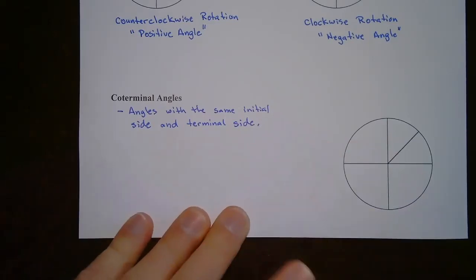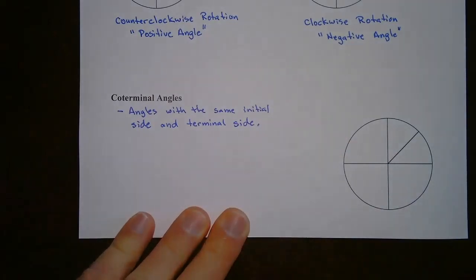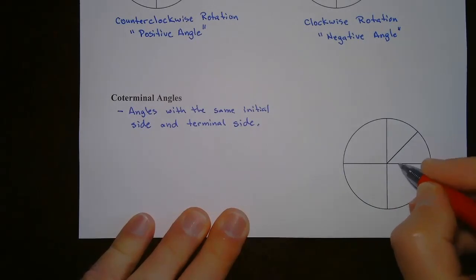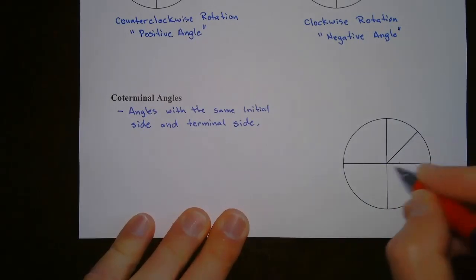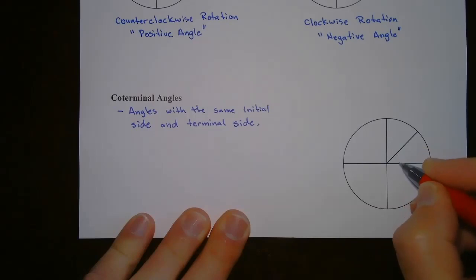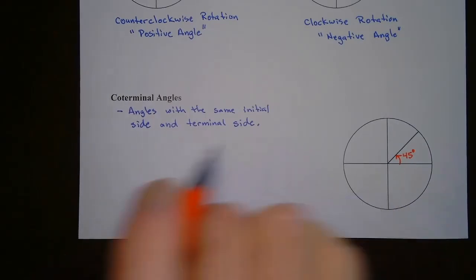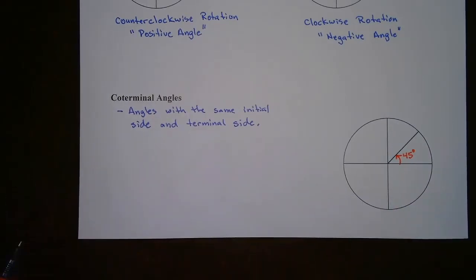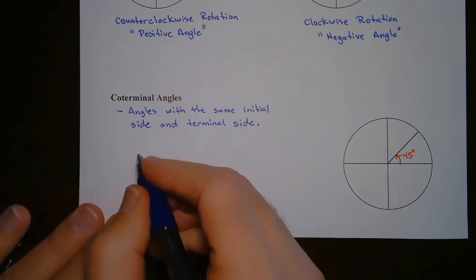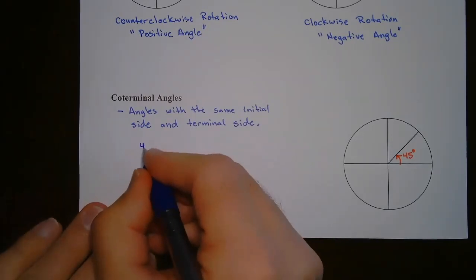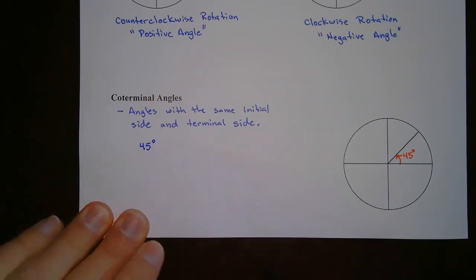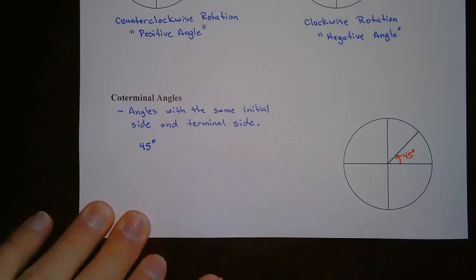So over here in this diagram, I did this specifically. This is exactly a 45-degree angle. From the positive x-axis rotating positive, this angle right here is 45 degrees. Now, let's find another coterminal angle with that. So let's have an angle of 45 degrees. What's another angle that would be coterminal with 45 degrees?